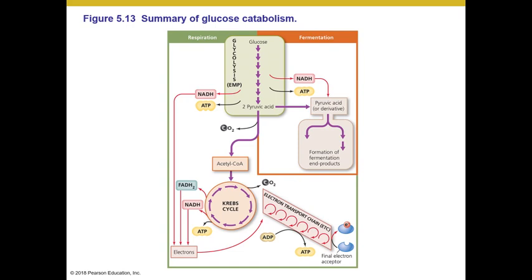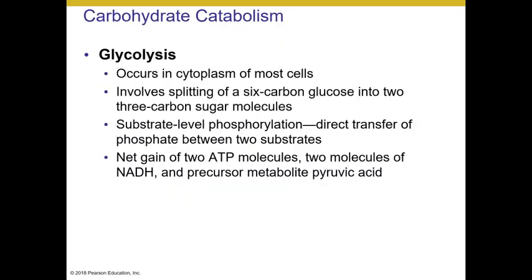This diagram gives you the big picture. Glucose is converted through a series of steps: glycolysis, Krebs cycle, and electron transport. If oxygen isn't available, it switches to fermentation. Key point: microbes need to regenerate NAD+ to keep glycolysis running. Fermentation helps do that when there's no oxygen.